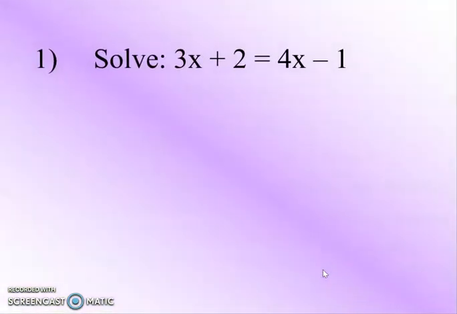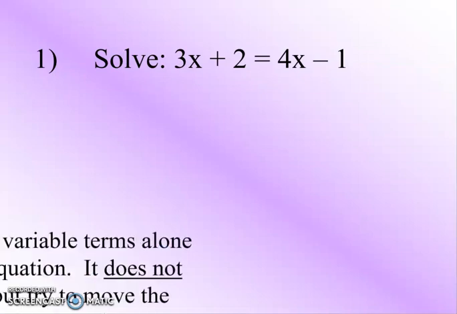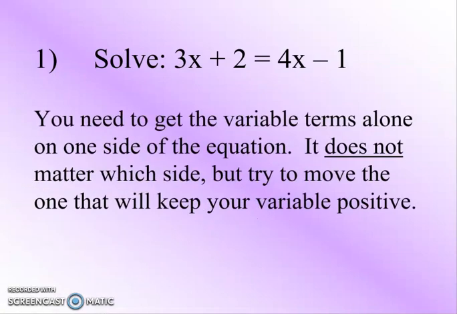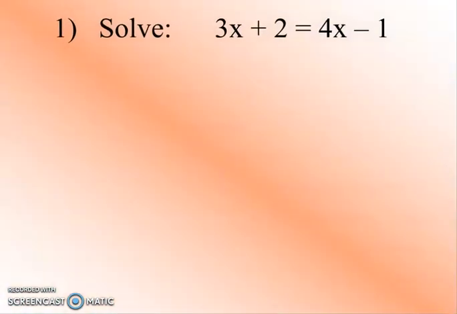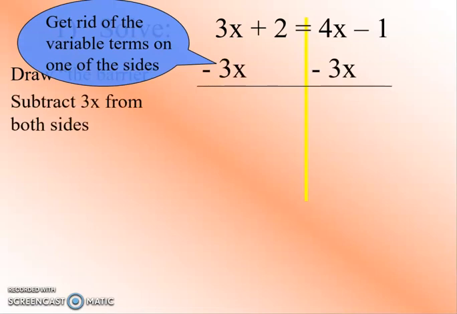I'm trying to solve this equation, and as I say, there's variables on both sides. Your goal is to remove the smaller of the two variable terms. 3x is less than 4x, and so I'm going to try to get rid of that first. It will avoid extra negatives at the end of it all. So what I'm going to do is draw the barrier and get rid of the 3x on both sides by subtracting it.